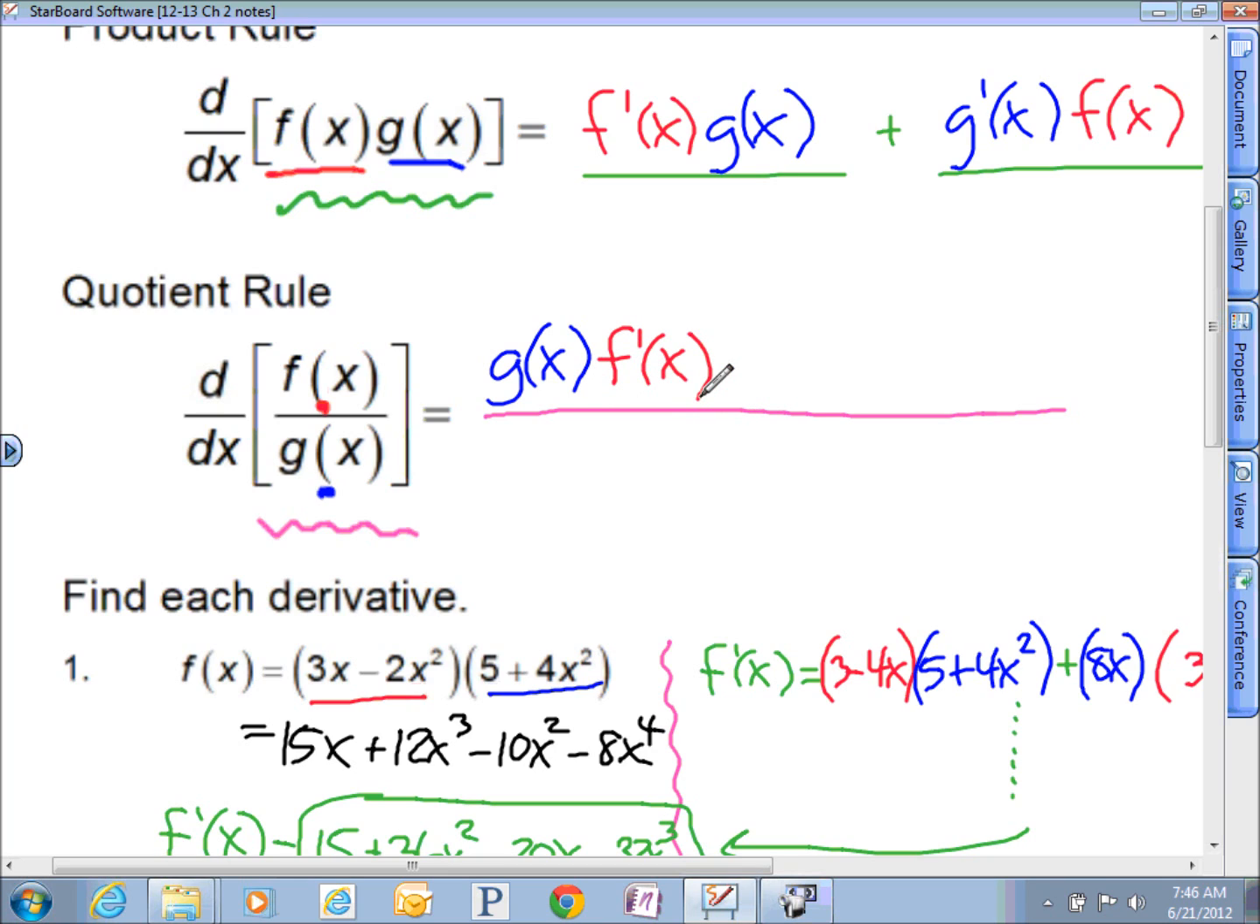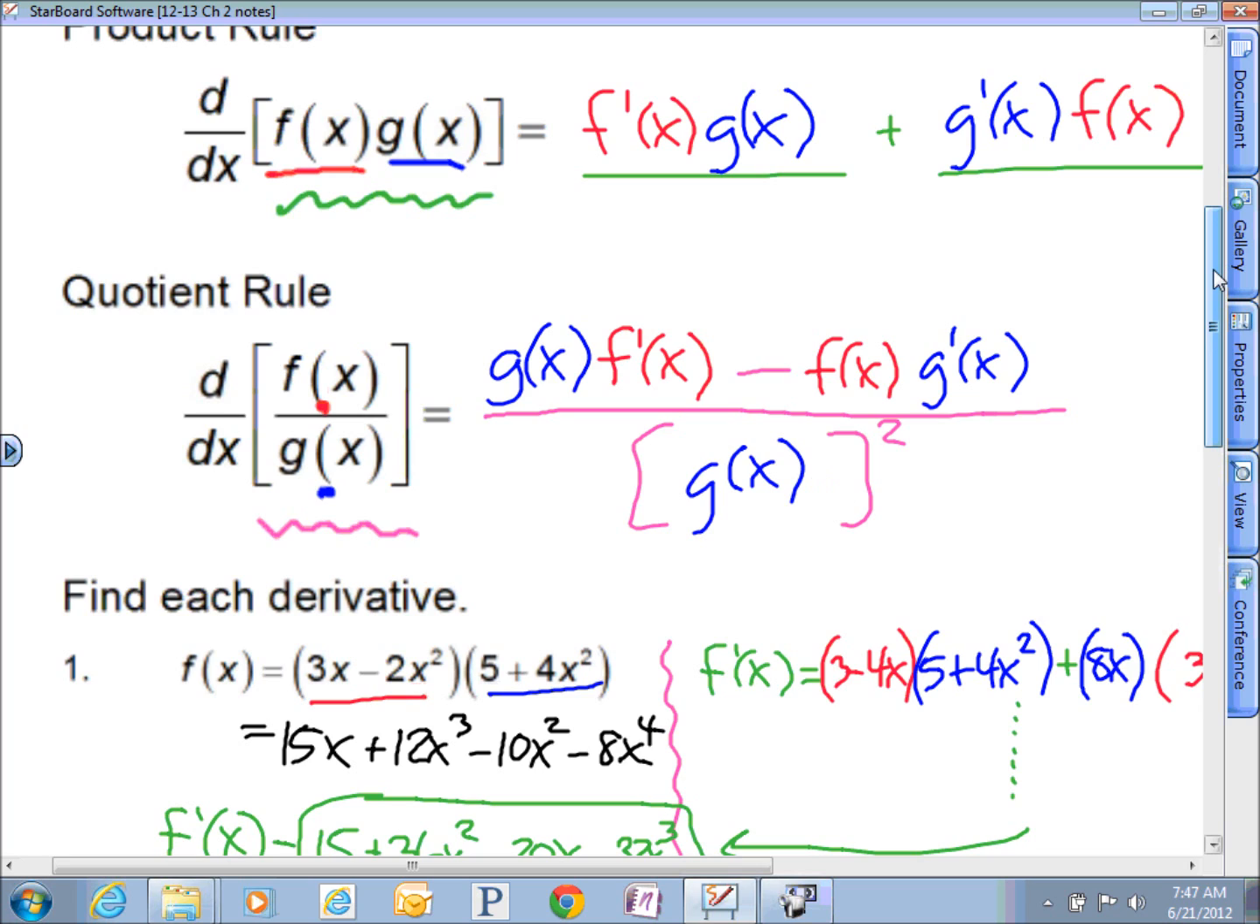Less would mean subtract. High, well, what's the high function? High function's red. D low would be the derivative of the low function, so low function's blue. Derivative would be g prime of x. So low d high less high d low. We got the numerator set. Square the bottom. The bottom would be a g of x function. And away we go. So let me put that back together again. Low d high less high d low, square the bottom, and away you go.